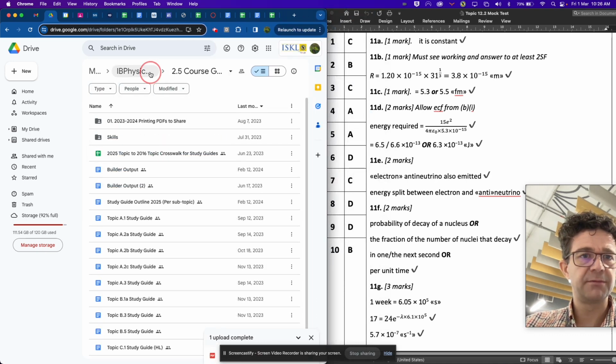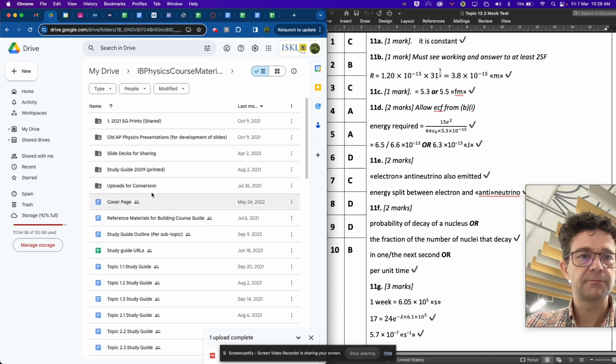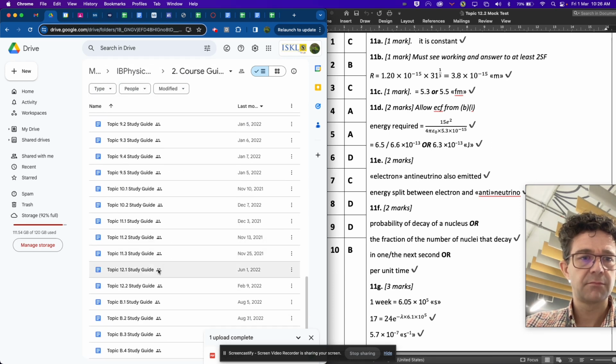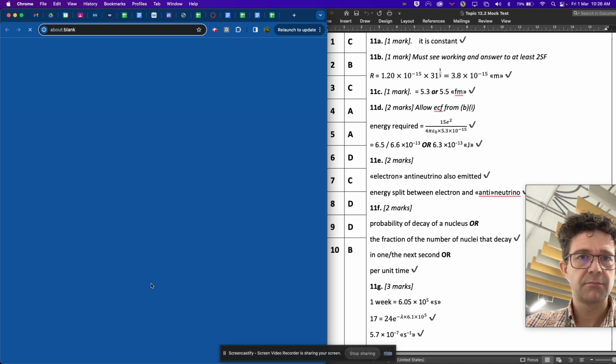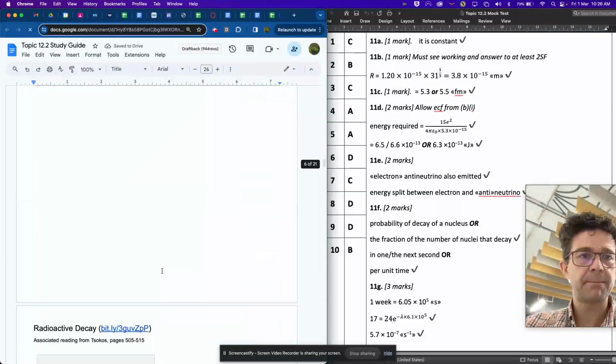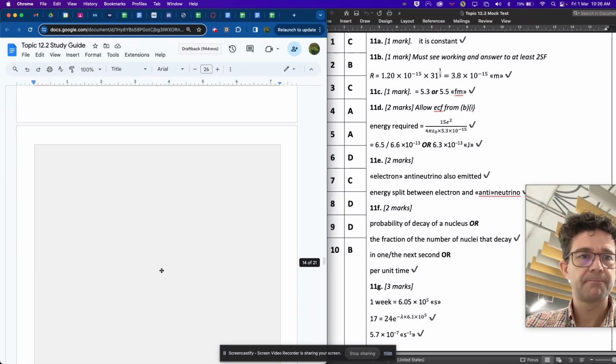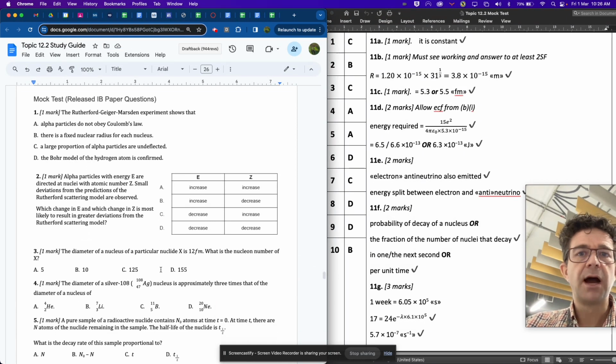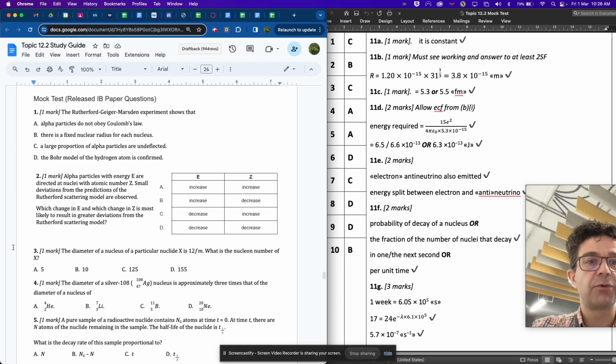Oops, wrong one. Okay, there we go. Hopefully you've marked it already. I'm going to just quickly talk through the questions that are probably most challenging. The Rutherford-Geiger-Marsden experiment, that's the one that identified the nucleus. And most of the alpha particles were undeflected because most of them don't hit nuclei.